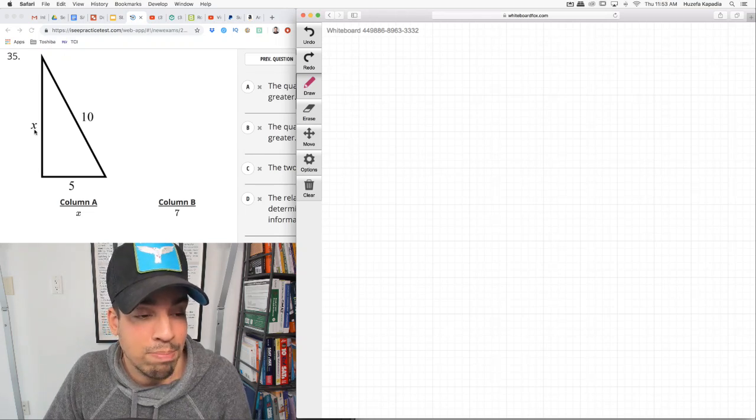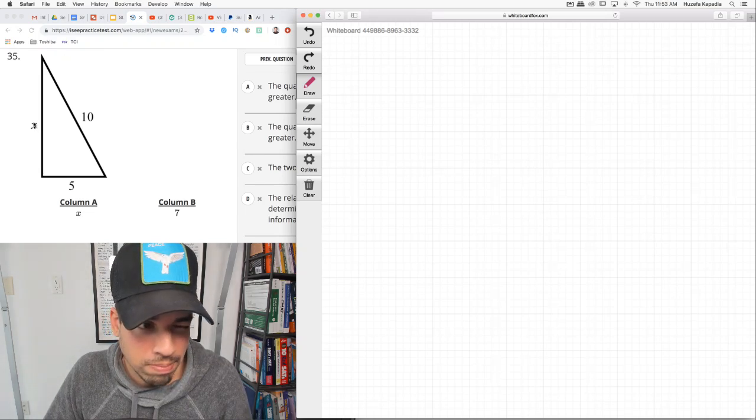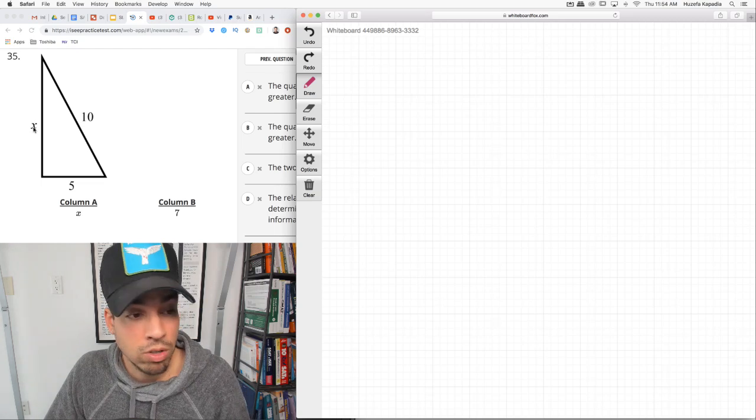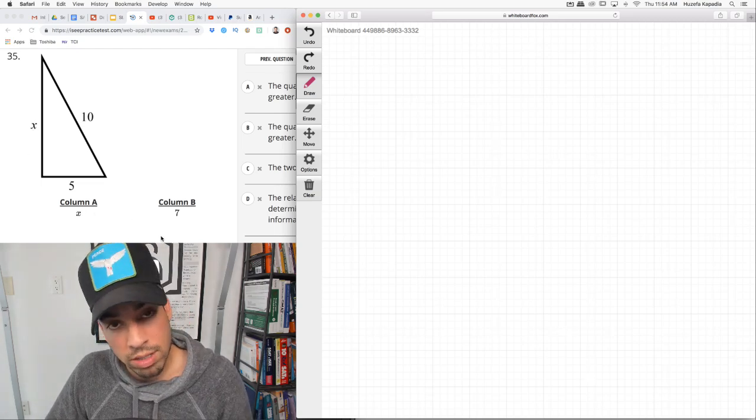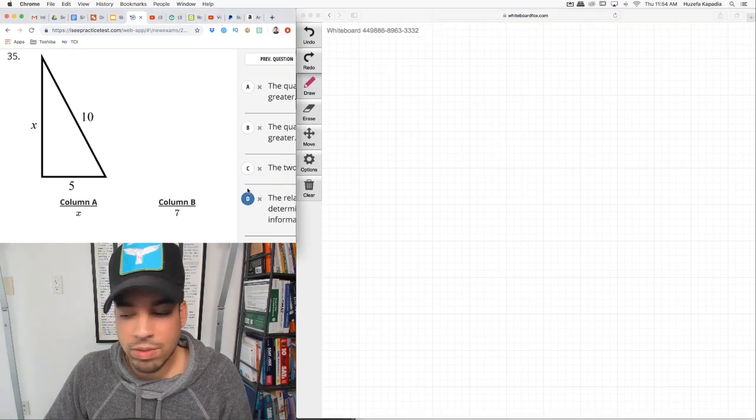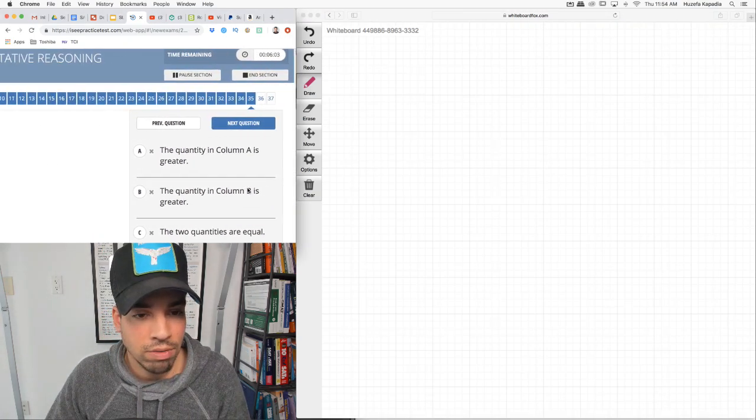And x can't be bigger than 15. It can't be 15 or larger. So the biggest it could be is 15. So we already know it can be less than 7 or it could be greater than 7. So in that case, again, we've gotten 2 different answers. So D, not enough information.